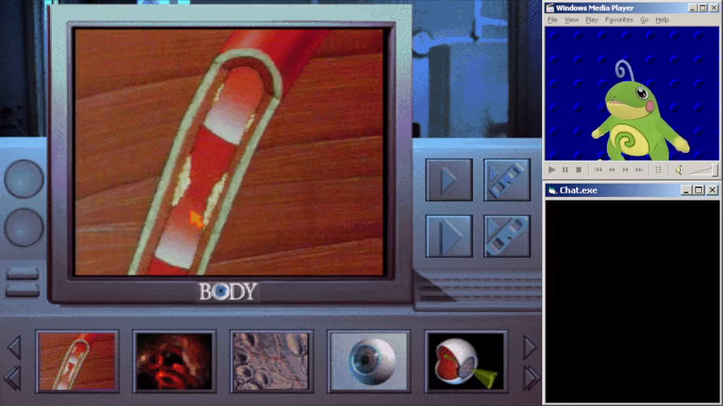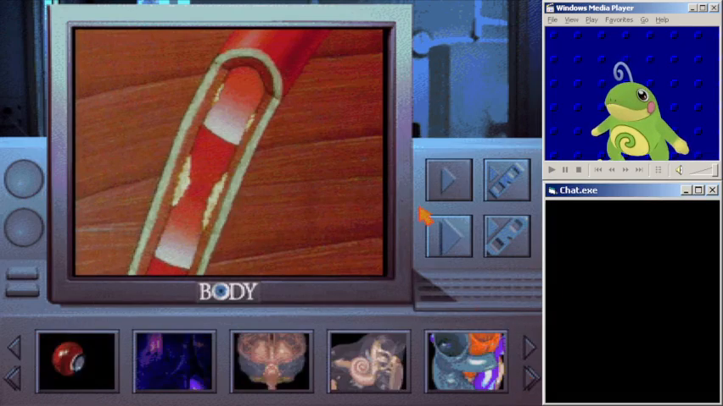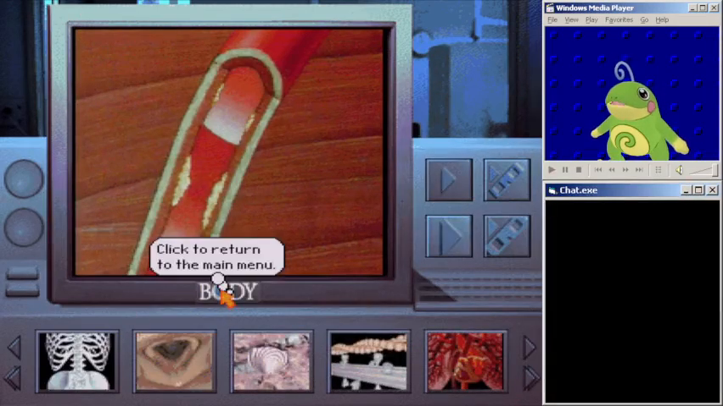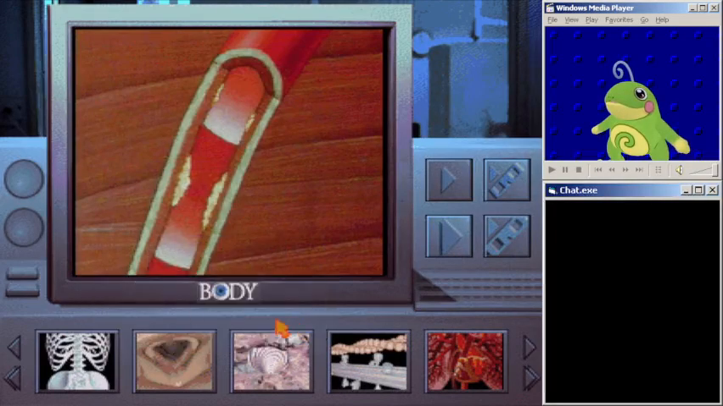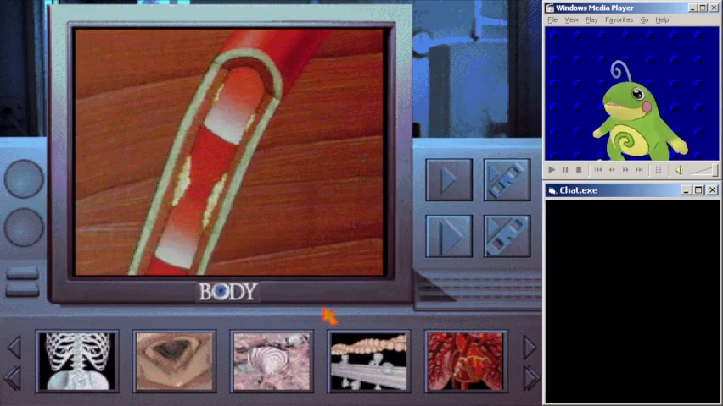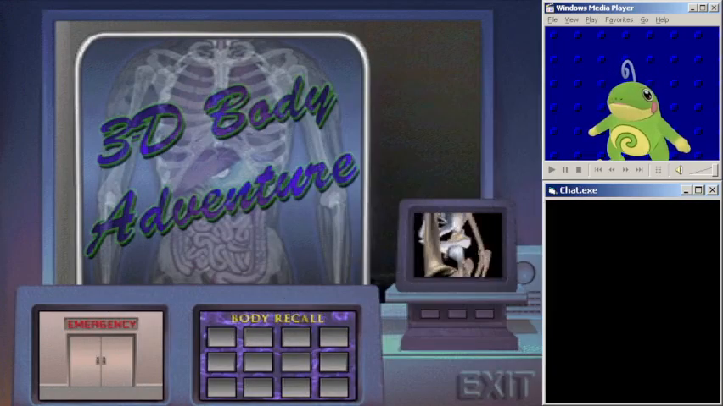How do you return to the main menu on this? Escape's not doing anything. Oh, body. Yeah, be like, how do you leave? You touch the word Sony or LG on your TV.